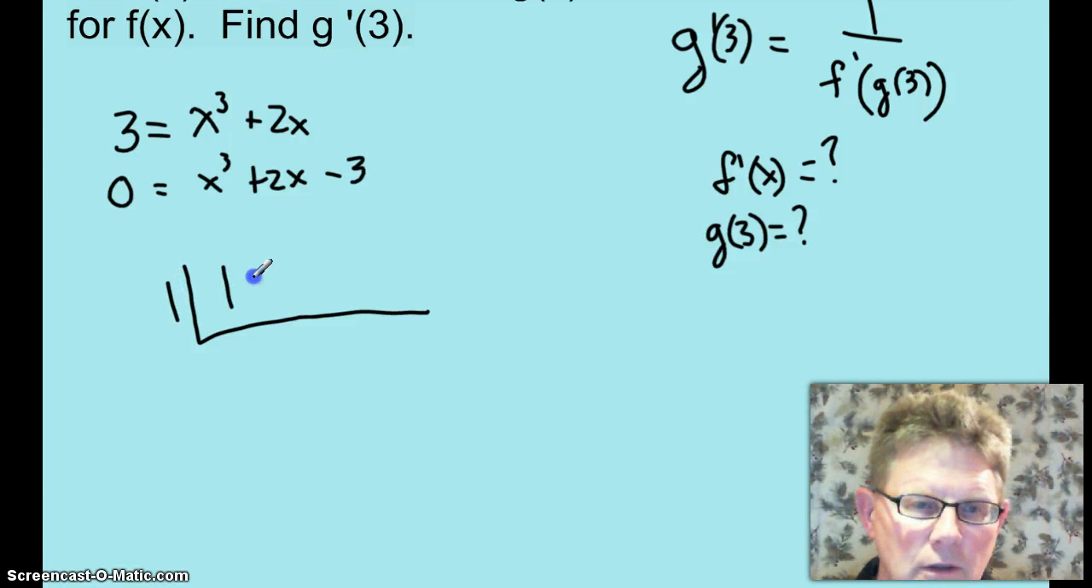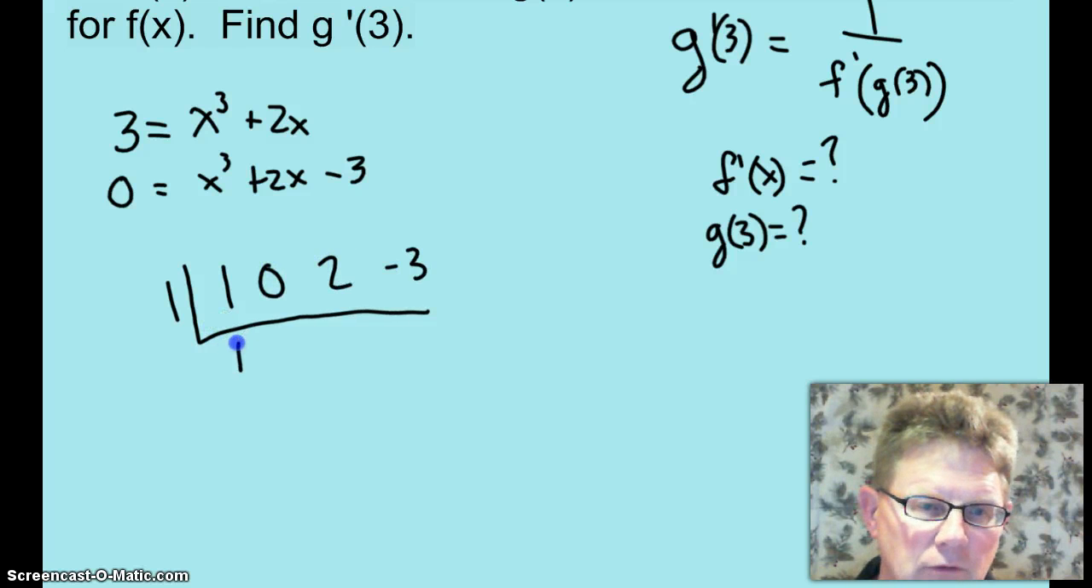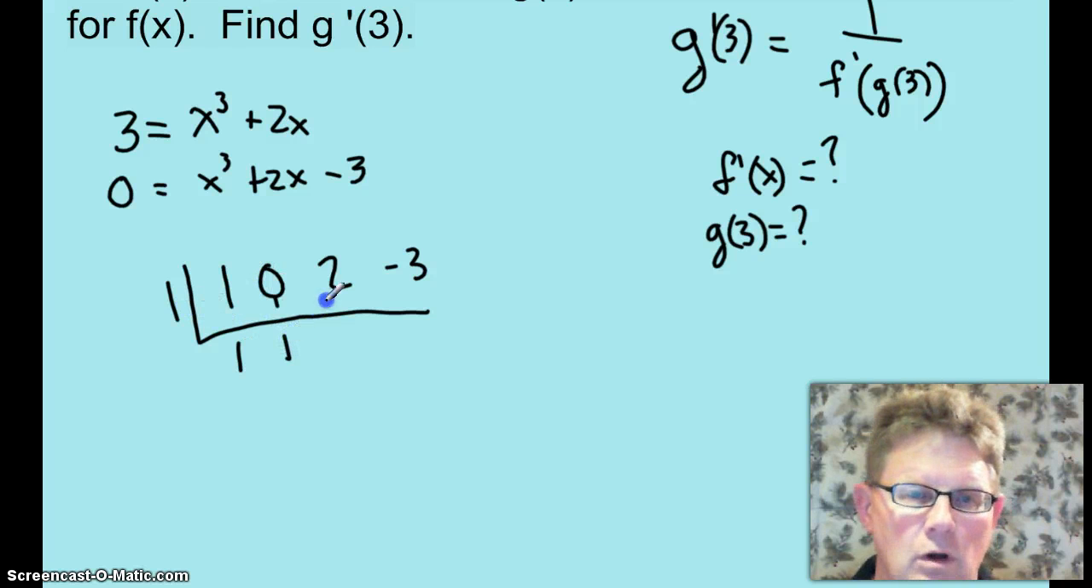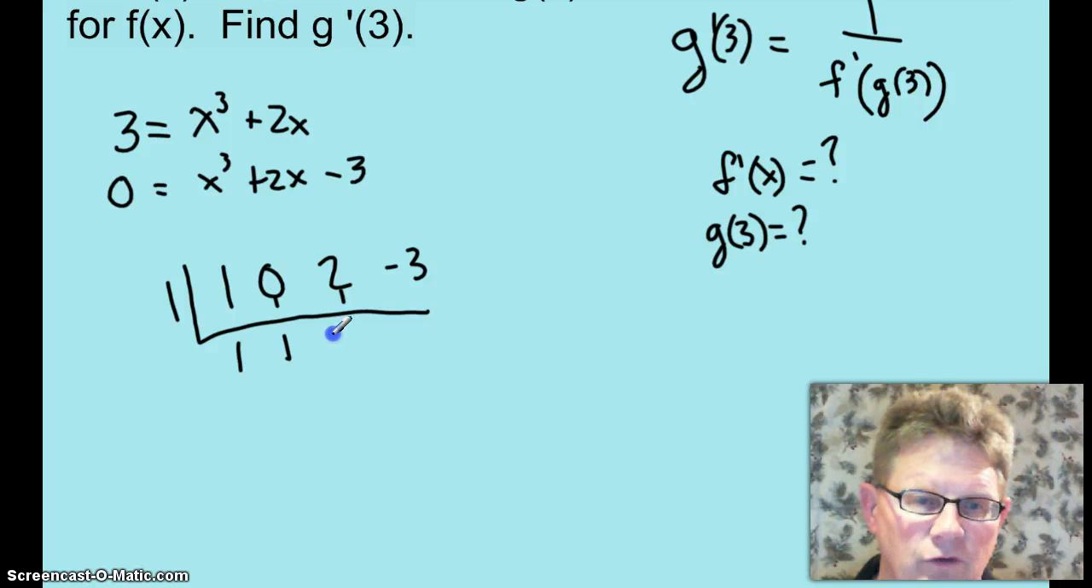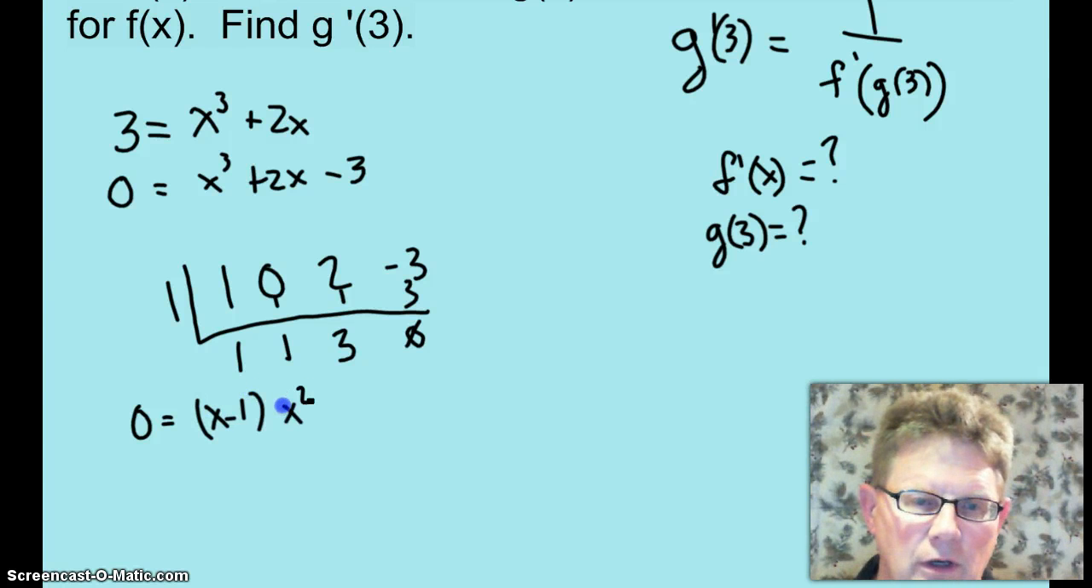So we've got 1, 0, 2, and negative 3. Bring down the 1, multiply this 1 times this 1. That's 1 there. Bring that down, add those two together. 1 times 1 is 1. 2 plus 1 is 3. Multiply 1 times 3, 3. Hey, that becomes 0. Excellent. So we have the two factors of x cubed plus 2x minus 3 are x minus 1 and x squared plus x plus 3.